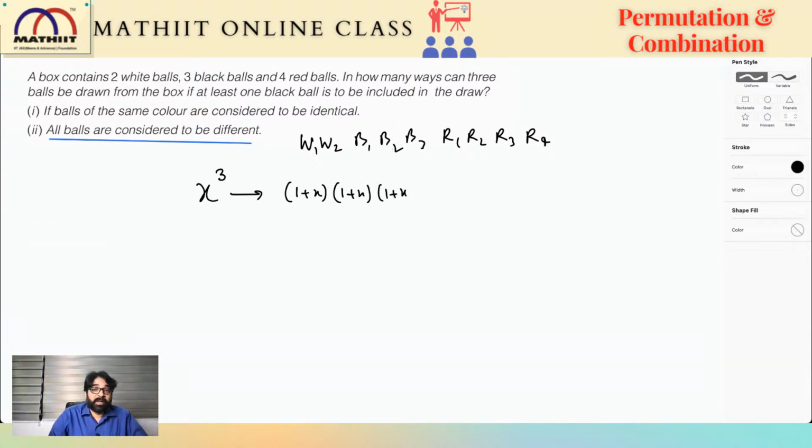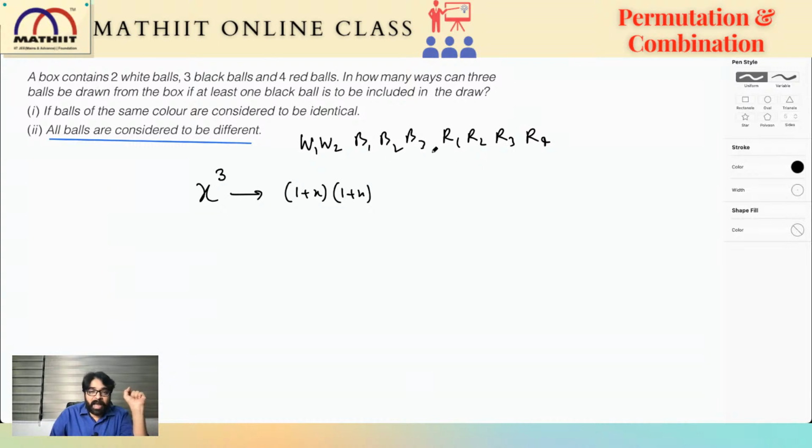No, B1. Here is the problem. Check carefully. R1, R2, R3, R4, we can do the thing. But B1, B2, B3 is the problem. At least one black ball has to come. That is the biggest confusion here. Do you understand? At least one black ball has to come.